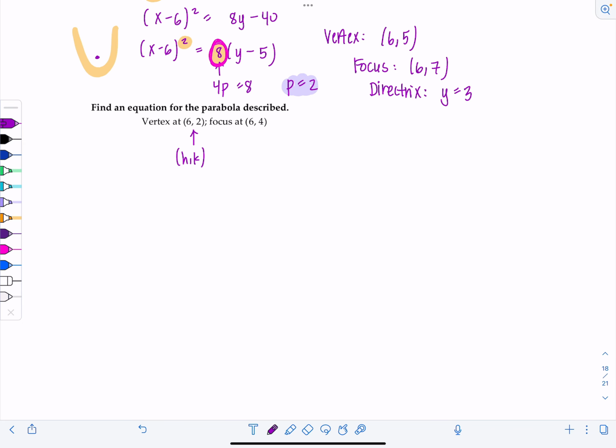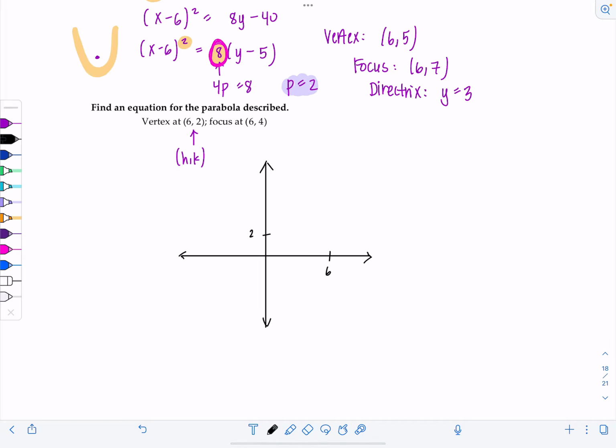And from here, I just start graphing. Did they tell me to graph? No. But you know what? It just helps you orient everything. Because at the moment, do we know if it's an x squared or a y squared parabola? If I graph it, I can tell really easily.